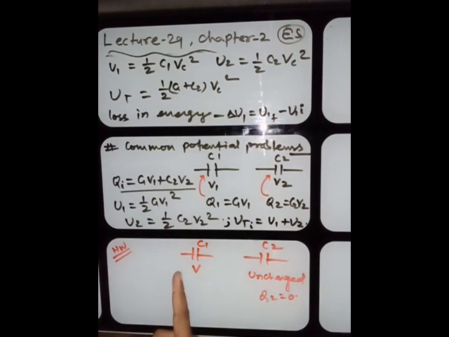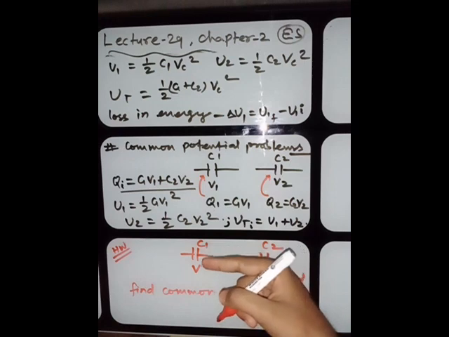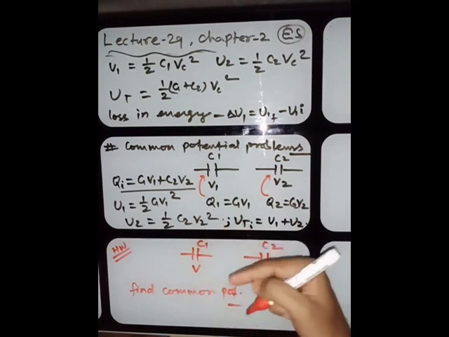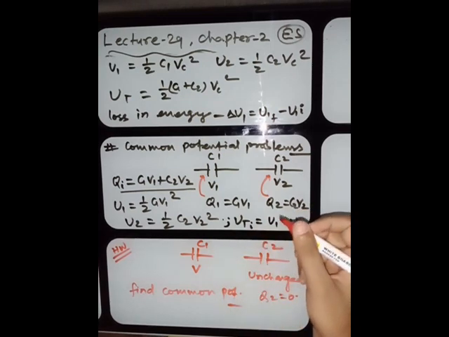Now the question: if we connect capacitor C1 with a battery to charge it by V and disconnect the battery, now these two capacitors join together. Of course, both will be in parallel. Now you have to find the common potential. This is the question. You have to find the common potential and also the loss in energy of capacitors 1 and 2 and the total loss of energy of the entire circuit.